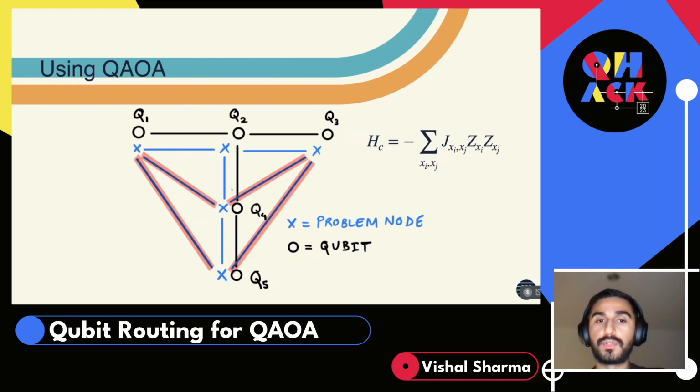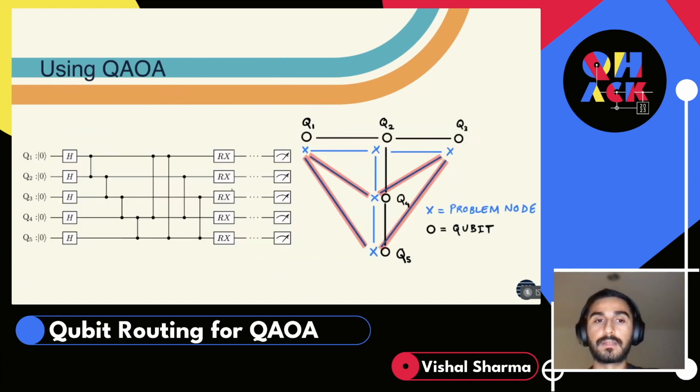So if I try to draw the QAOA circuit for a problem like this, you can see that it would roughly look like this, right? So you have a bunch of 2-qubit gates, you have a bunch of single qubit gates, and you want to run this on the QPU. But as soon as you try to take this circuit and run it on the hardware, you're going to realize that you face an issue, right? You cannot actually run this particular gate on this hardware, and so you need to come up with a solution to this problem. And that's exactly where qubit routing comes in, right?